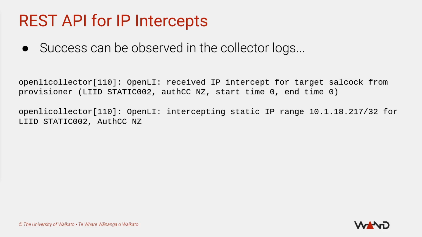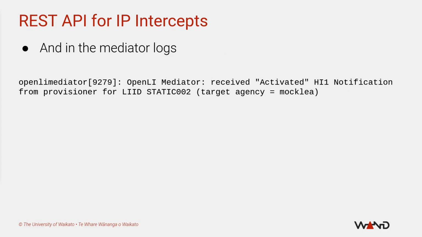The OpenLI component logs should now each contain messages acknowledging the addition of your new static IP intercept. The collector log will contain two messages, one stating that the collector now knows about a new IP intercept, and another mentioning the new IP range associated with that intercept. The corresponding mediator log message is the same as what we saw earlier with the voice over IP intercept.